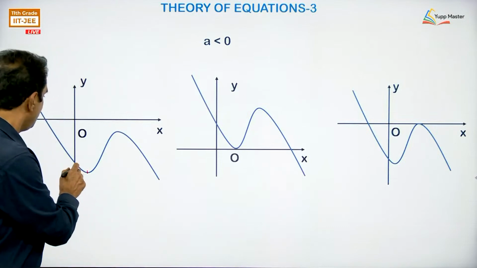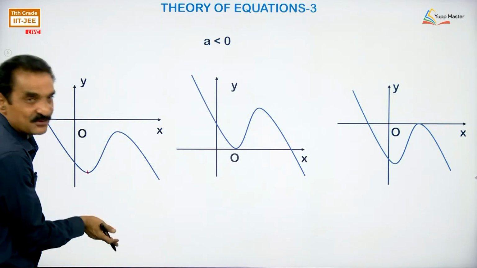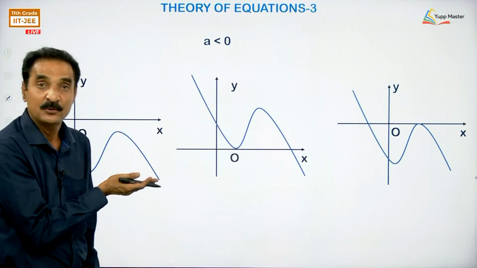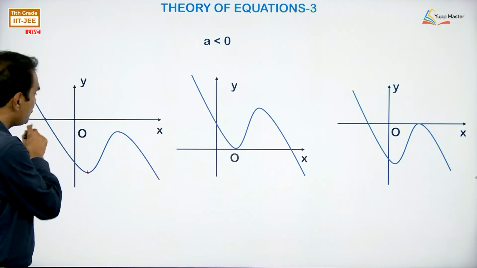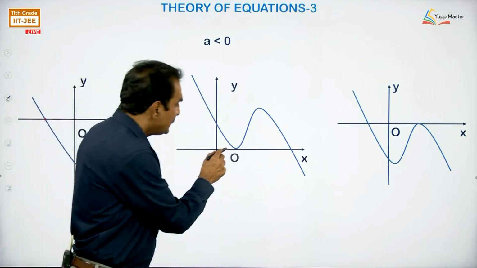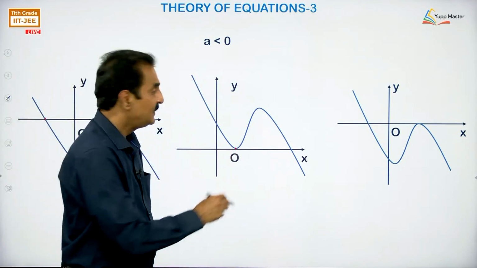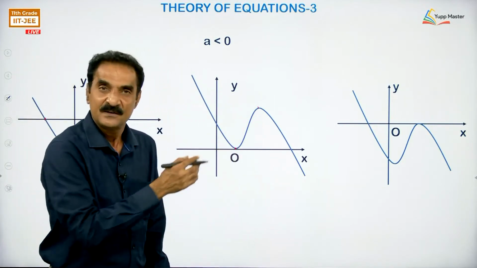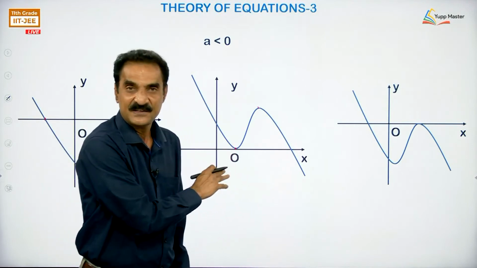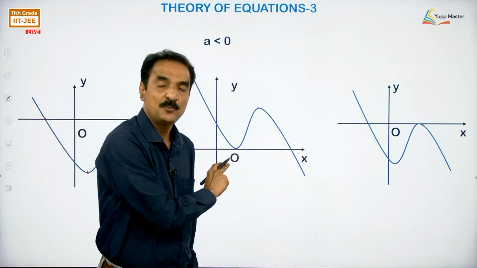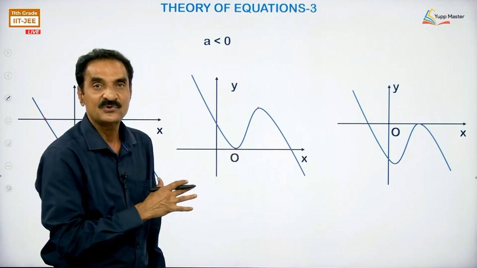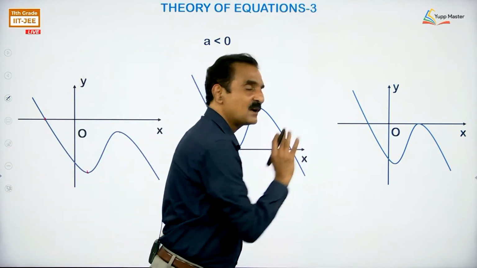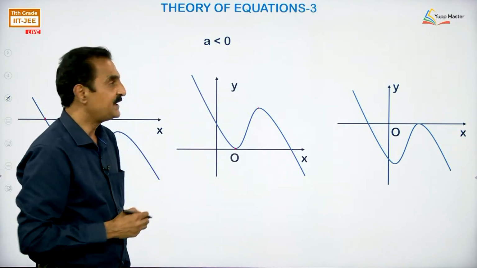Next, here both minimum and maximum are negative. F of alpha and f of beta both are negative. So the graph intersects the x-axis at one point only. Here minimum is 0, maximum is positive. Therefore, the graph intersects the x-axis at 3 points, but 2 points are coinciding. So the cubic equation will have 3 real roots in which 2 are equal. Similarly here also. So let us write the conclusions.